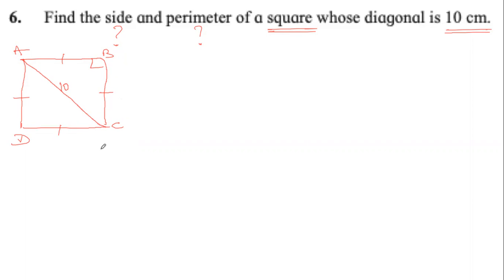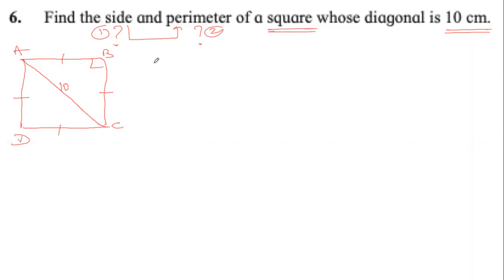We have to find the perimeter and we have to find the side. Perimeter means the total boundary. So what it means is, if we first calculate the side, all the sides will be of equal length. That is the very definition of the square. Then we can find the perimeter as a second step. But first, we will have to find the side.